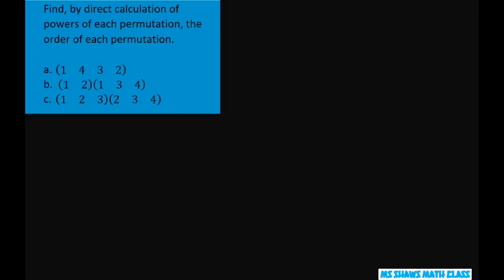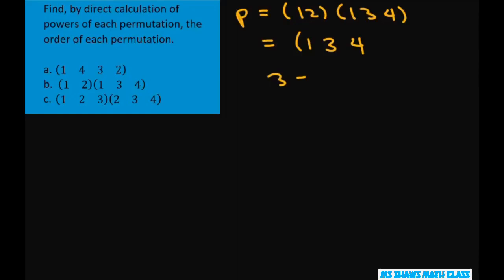For the next one, we let P equal (1 2)(1 3 4). Simplifying this, because we have the two 1s there, 1 maps to 3, and there's not another 3. Now 3 maps to 4, and there's not another 4. So just write 4, and then 4 maps to 1. So 4 maps to 1, and 1 maps to 2. So that closes that up. This is the simplified version of this P.